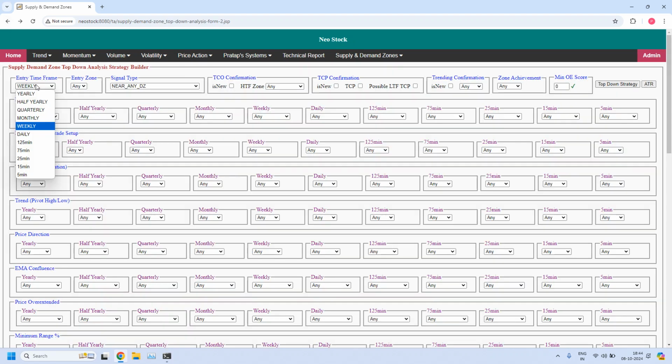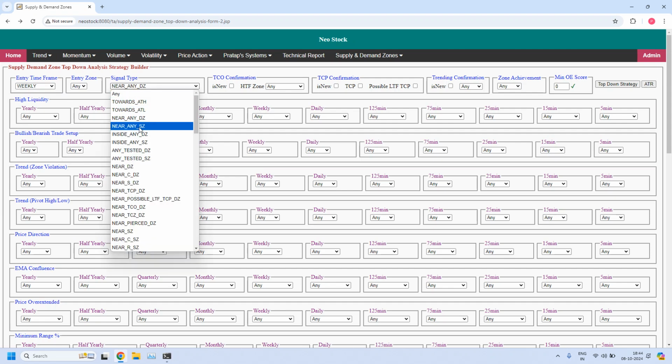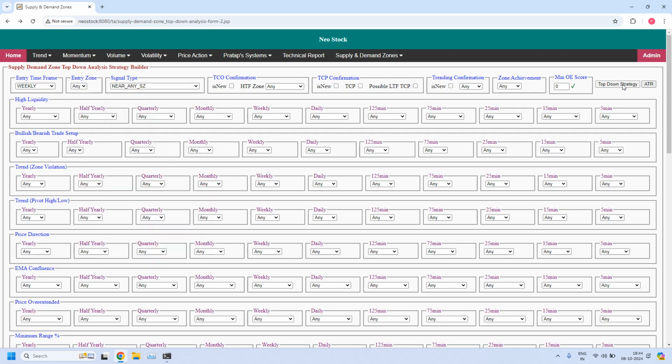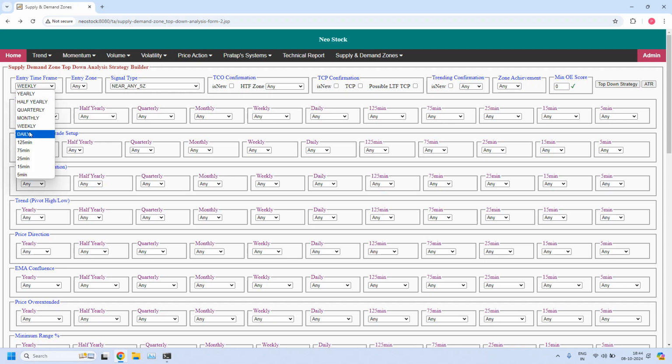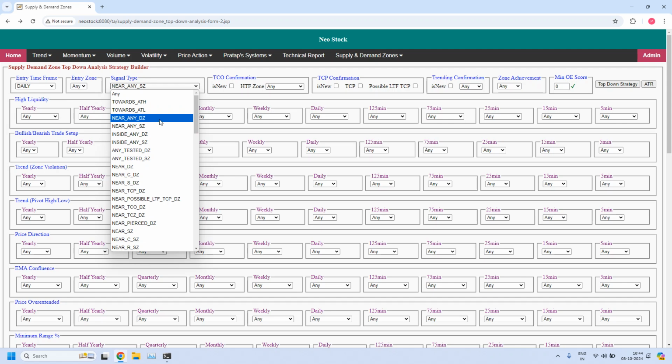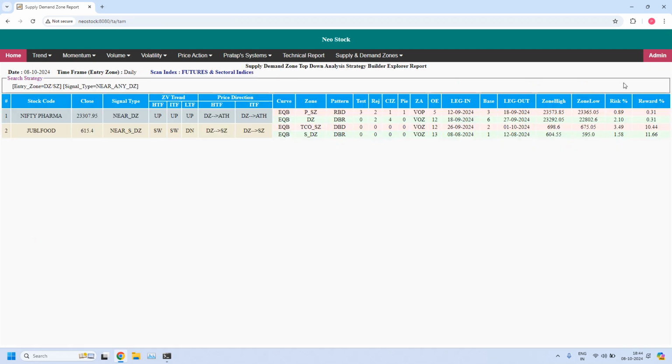Next report for weekly time frame. Let us find the stocks near weekly supply zone. 8 stocks are filtered near to the weekly supply zone. Next time frame is daily. Entry time frame daily. Let us find the stocks near daily demand zone. 2 stocks are filtered and let us find high liquidity. We have one high liquidity daily demand zone from this list.